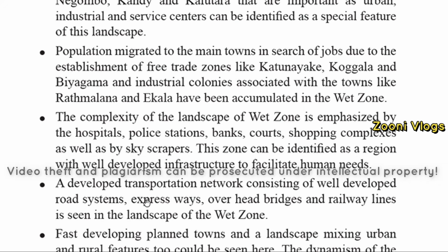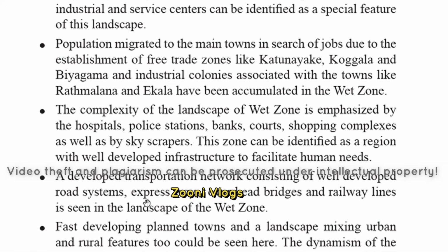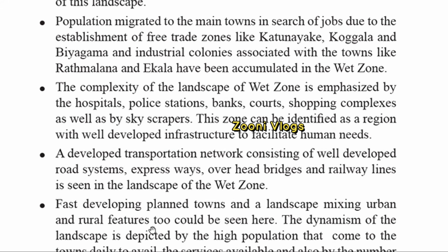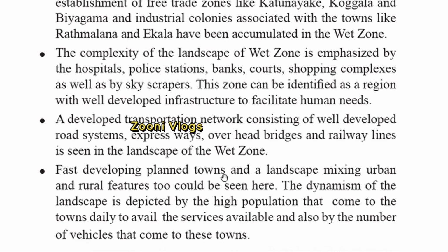A developed transportation network consisting of well-developed road systems, expressways, overhead bridges, and railway lines is in the landscape of the wet zone. So you just visit these areas and you can imagine it in your mind. First, developing planned towns and the landscape mixing urban and rural features too could be seen here. This is very, very important: a landscape mixing urban and rural features.